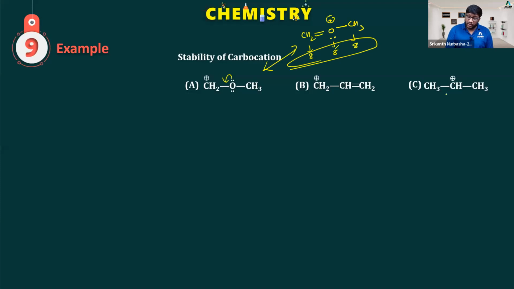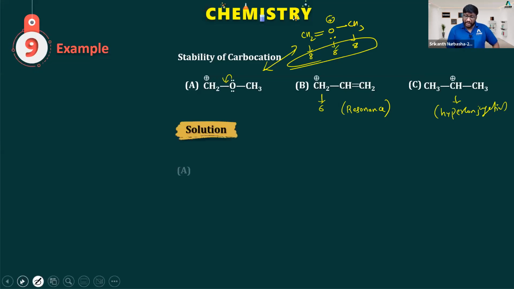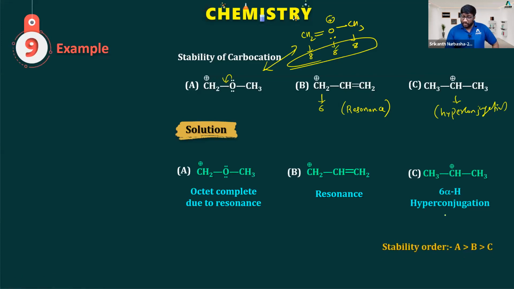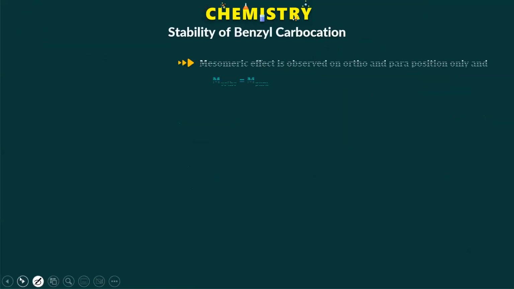CH2 plus CH double bond CH2, CH3, CH plus CH3. Here you have incomplete octet for this atom, 6 electrons. Here also incomplete octet. Here we have resonance. Here we have hyperconjugation. So when you try to compare B and C, B is stable when compared to C. When you try to compare A, in the resonating structure, you have complete octet for all the atoms. So A greater than B greater than C, that's the right order. Complete octet due to resonance and hyperconjugation, A greater than B greater than C, that will be the right order of stability. Is that clear, students, everyone? Yes, sir.